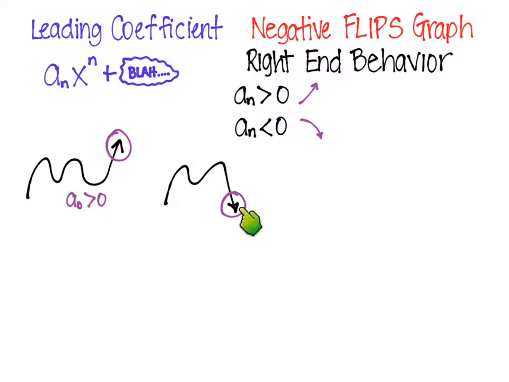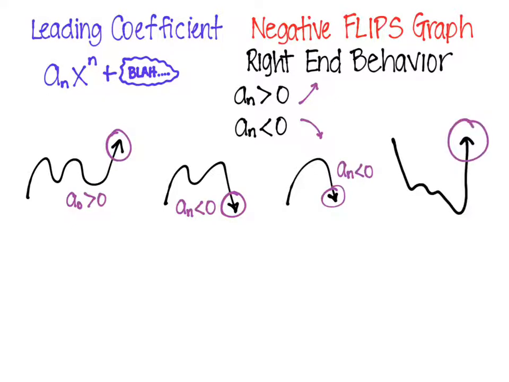Here we're looking at our right end behavior going down, so our leading coefficient is negative. And this one here, our right end behavior is up, and so our leading coefficient is positive. So this is about the leading coefficient and how the behavior is on the right side of the graph.